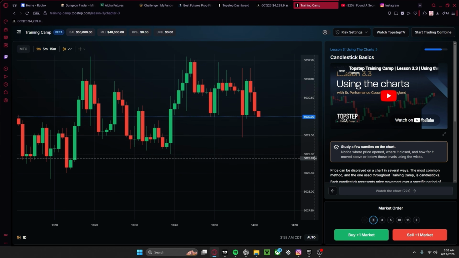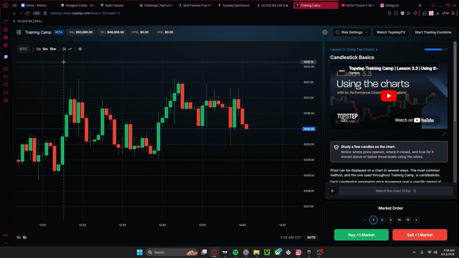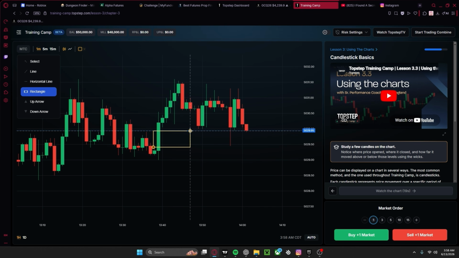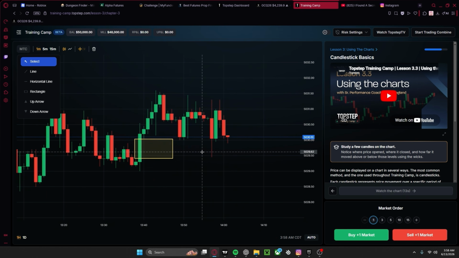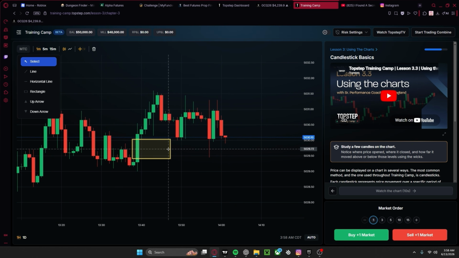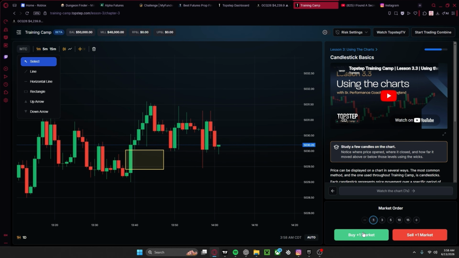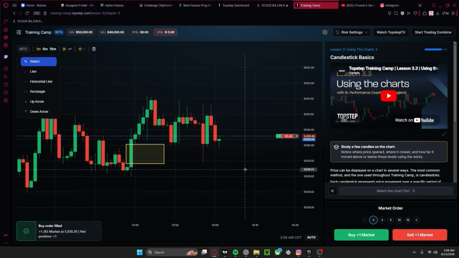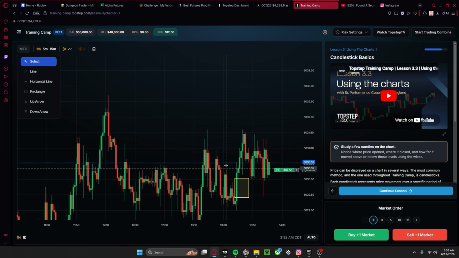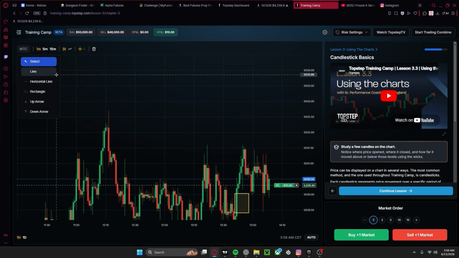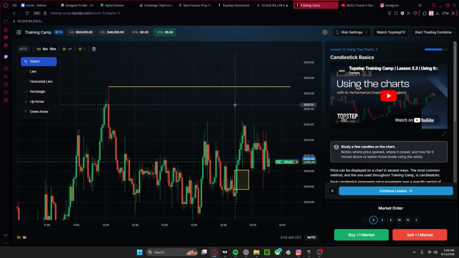All right. So first thing we're gonna do is spot the fair value gaps. We're gonna go here. So one fair value gap right there. They're retouched, so we're gonna buy. Okay. If this was a real trade, we would put our take profit right here. That's what I would do.